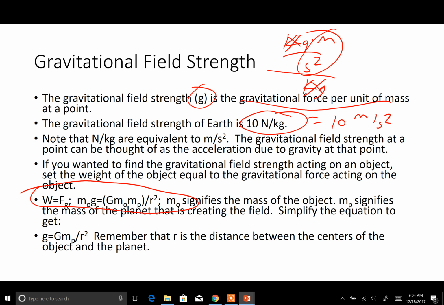Remember that weight is the mass of the object times the acceleration due to gravity. That's equal to the universal gravitation constant times the mass of the object times the mass of the planet, all over r squared. Notice that the masses of the object cancel out. So we end up with this equation: the gravitational field strength is equal to the universal gravitation constant times the mass of the planet, all over the distance between the centers of the objects squared.